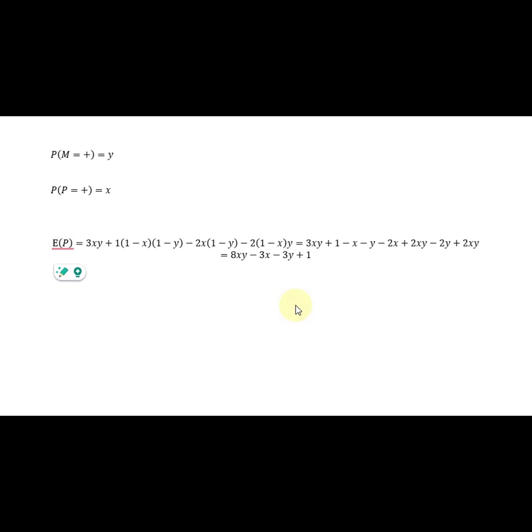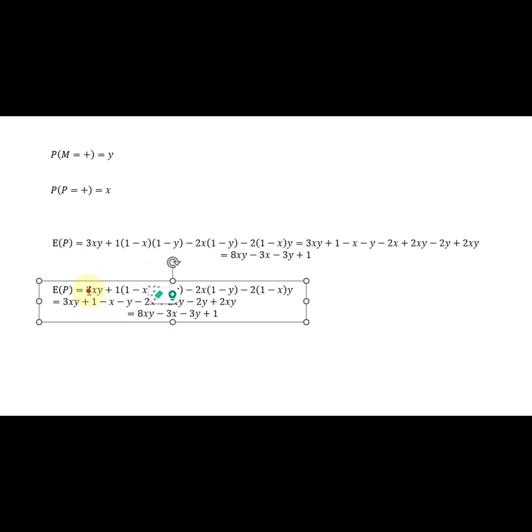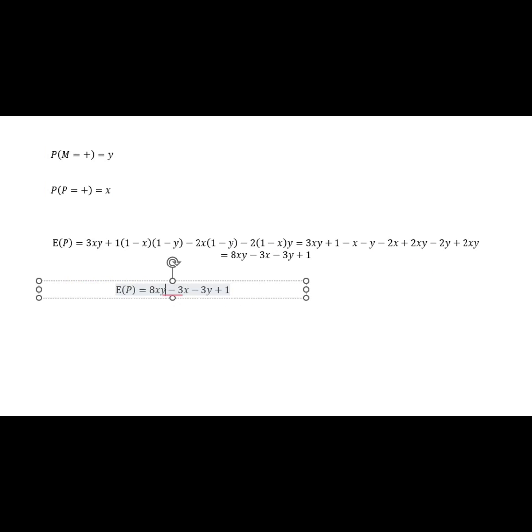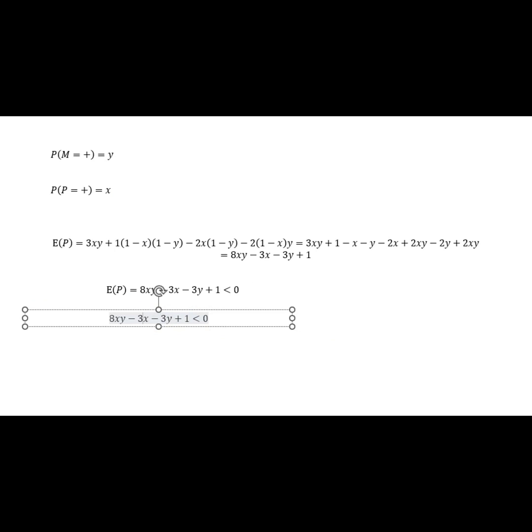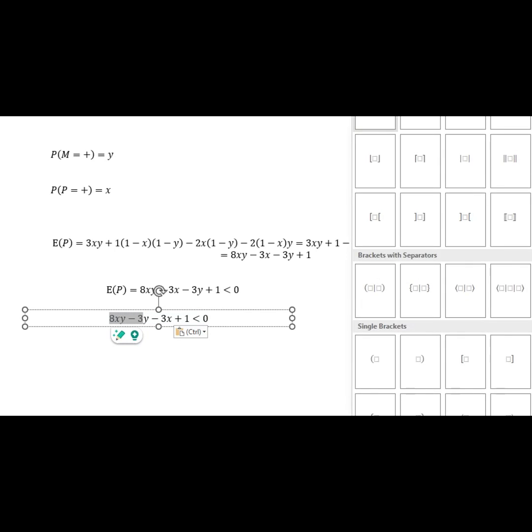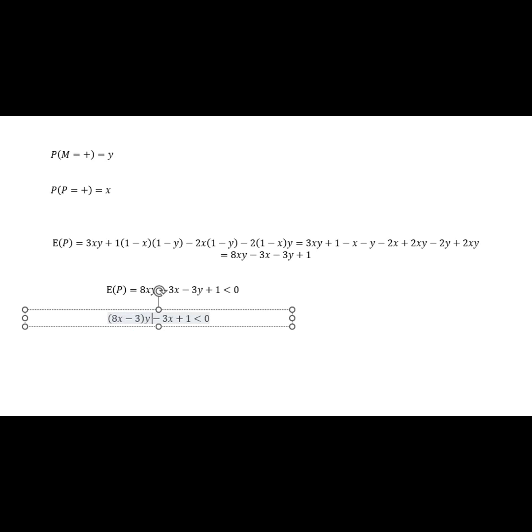Since you want her to lose money, you want the expectation of P to be negative. We have this inequality: (8x minus 3) times y is less than 3x minus 1. We want to write y, your probability of playing heads that you can control, in terms of x. To manipulate the inequality, we need to consider two cases.